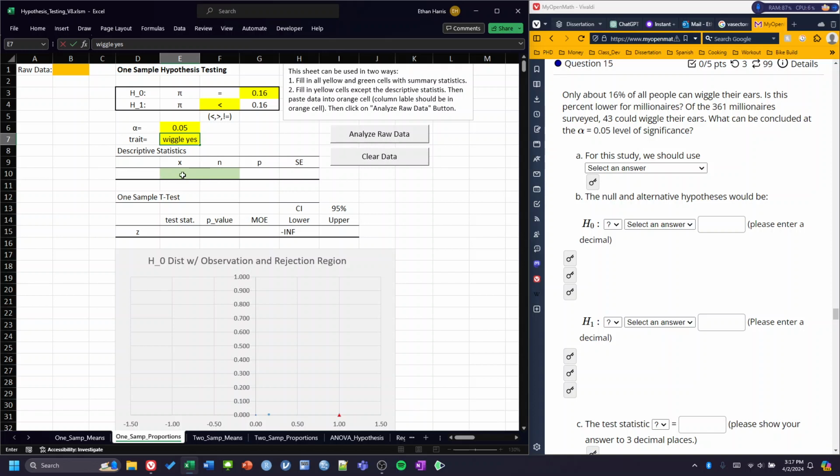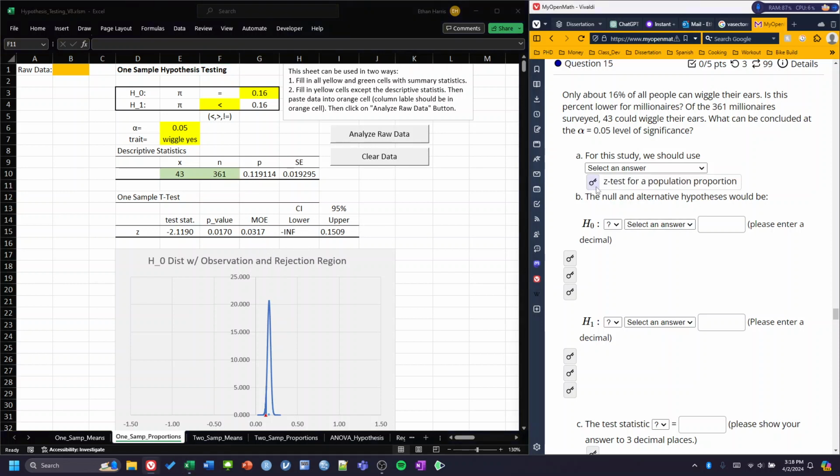The descriptive statistics here that we need: how many said that they could wiggle their ears. It said 43, and the sample size here was 361. And now we have our sample proportion, the proportion of millionaires that actually said they could wiggle their ears, the standard error, we've got our z statistic, our p-value, margin of error, and the confidence interval here.